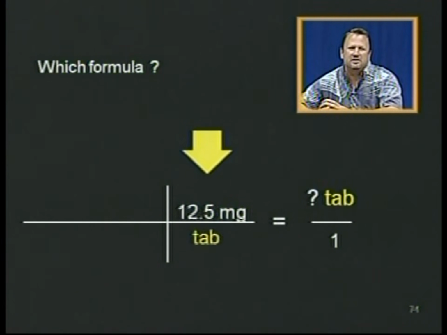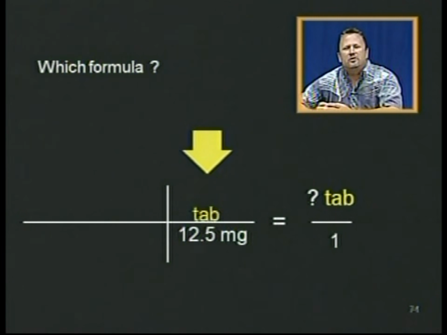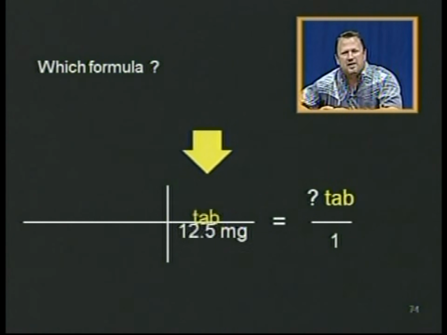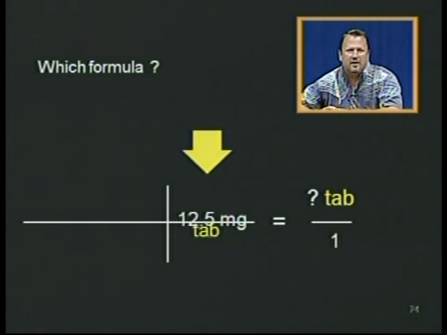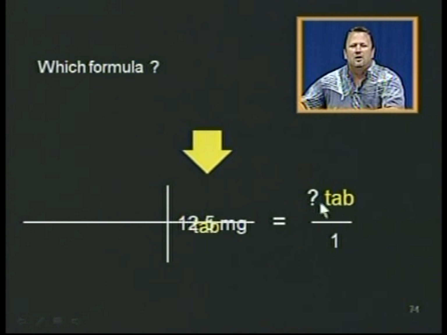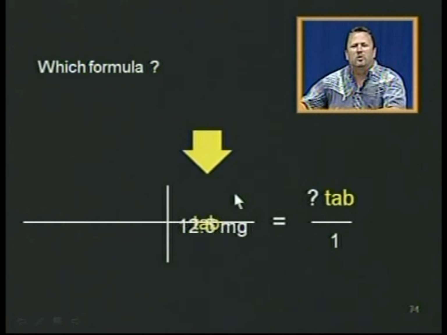Because how many tablets is the answer, what do you think we'll use? Do you think we'll use 12.5 milligrams per tab, or a tab per 12.5 milligrams? Well, since tablets is the question, tablets is the answer. How many tablets is the answer? So we need tablets to be in the numerator.